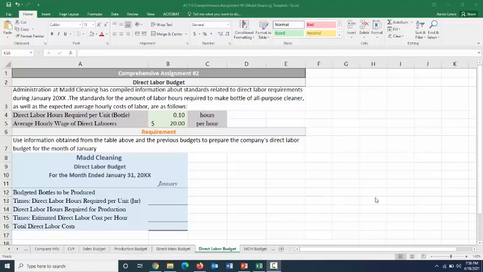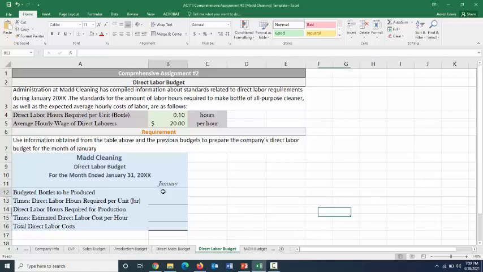And according to the information given here, each bottle takes about 0.1 hours to produce, or 6 minutes if you will. And their employees are making $20 per hour. So for the direct labor budget, we start just like we did with the direct materials budget. To figure out how many hours we're going to have our employees work, we need to know how many units they're going to have to make during the period.